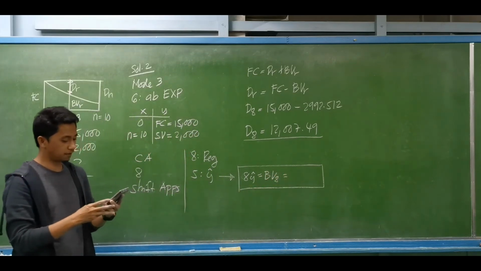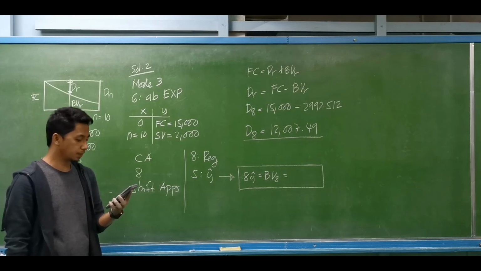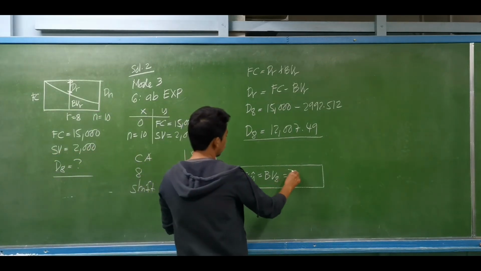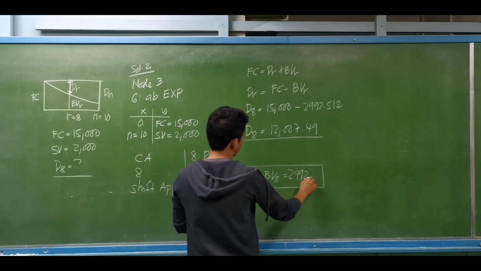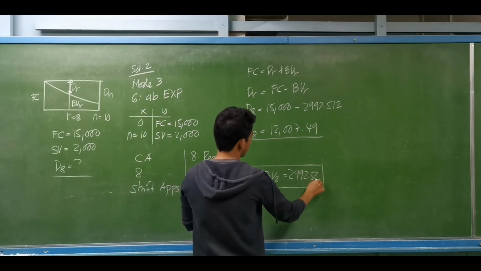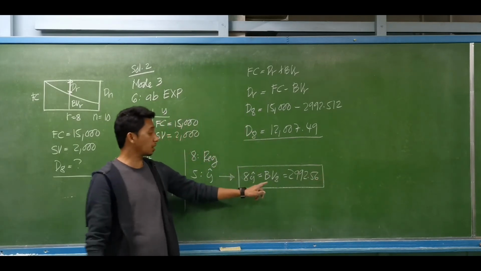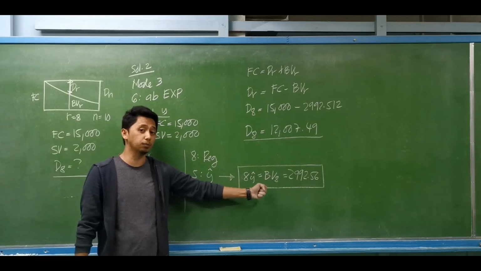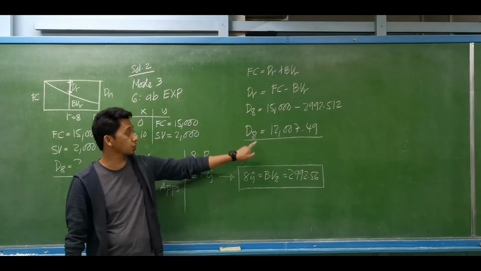So we have press number 5, then press equals. That's equal to 2,992.56. Again, this is not the required. We are not looking for the book value number 8. We're looking for depreciation number 8.